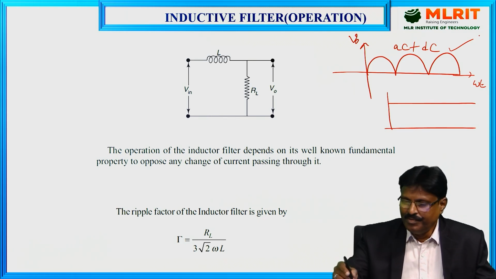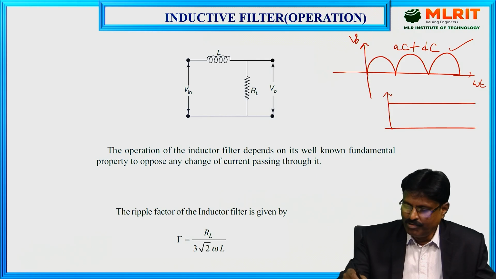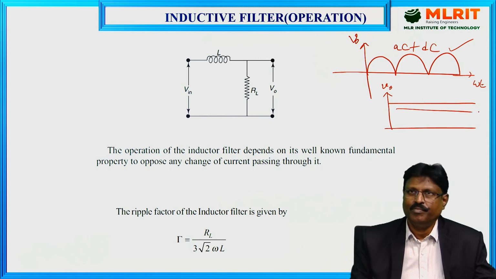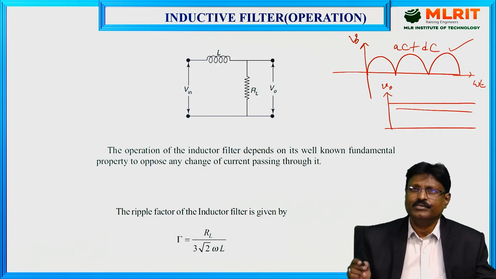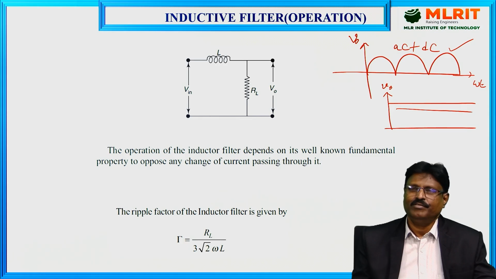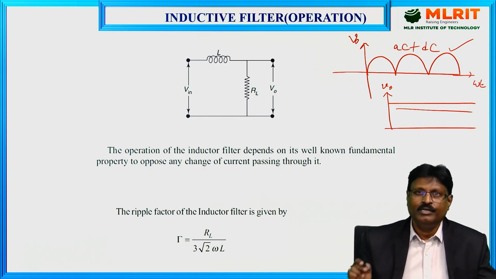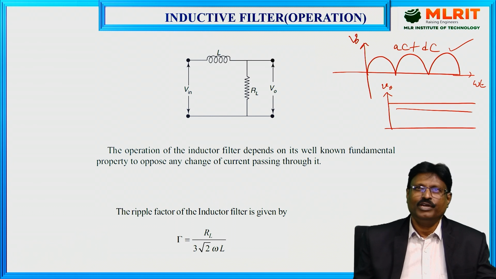I want to minimize the AC components. Why? Because I need to obtain an output voltage like this, which must contain only the DC components. So I need a device which minimizes the AC components. That's why we make use of filters. In the last class I discussed the capacitive filter, how we minimize the AC ripples. And here we are using one more type of filter, the inductive filter.